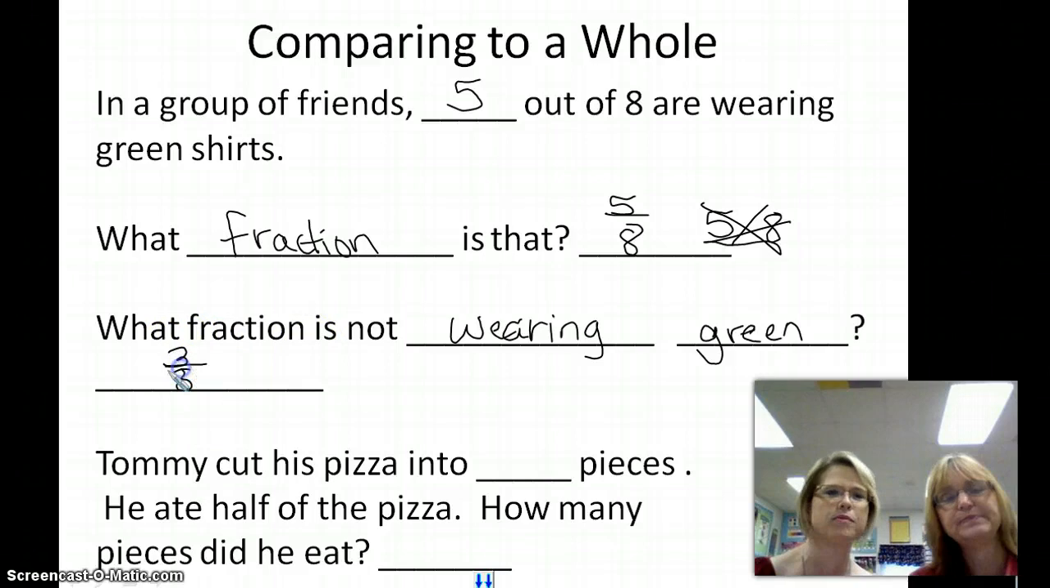Very nice job. Mrs. Galata knows a lot about fractions. Yes. We would assume that she would know a lot about fractions.